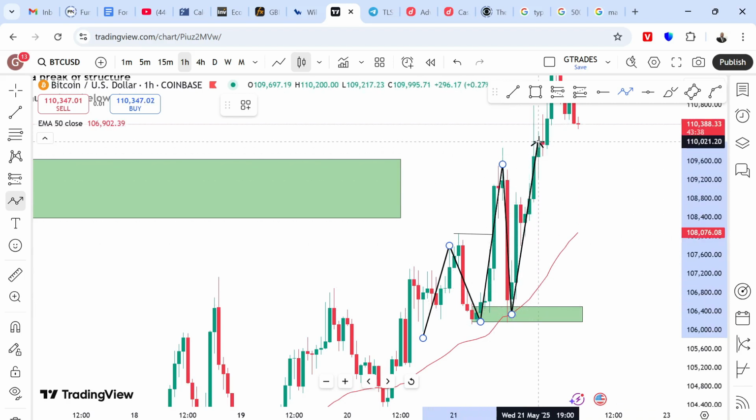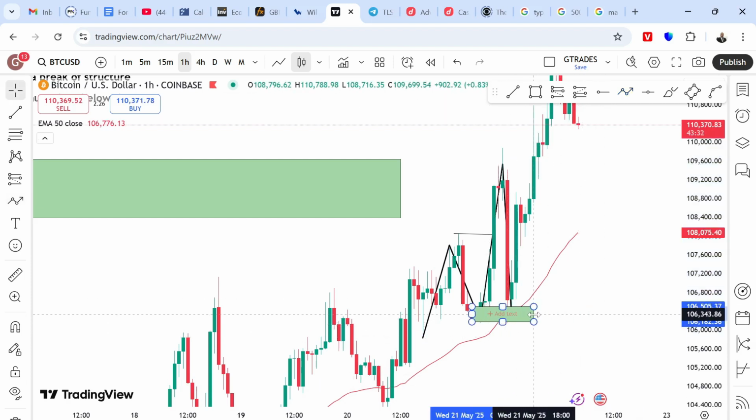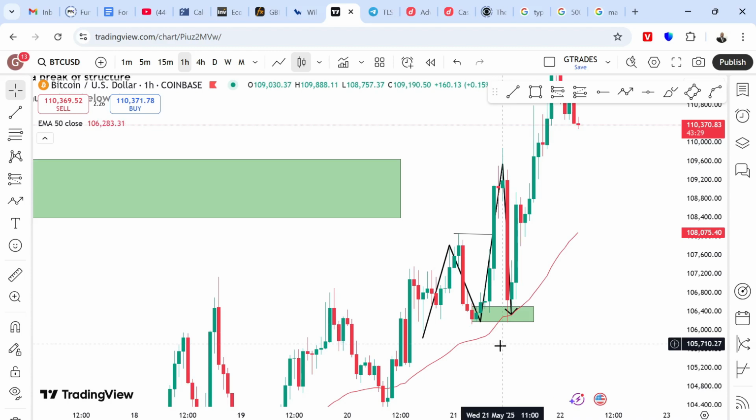You can see, boom, this also moved above this, right? This is how you can recognize your order block zone. I'll be doing more of these in a later feature video.